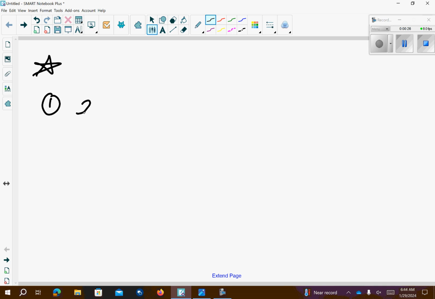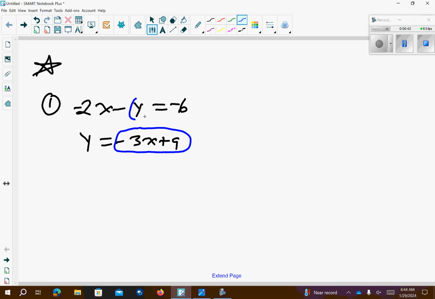Problem number 1, we have negative 2x minus y is equal to negative 6. And then the bottom one, we have y equals negative 3x plus 9. We want to solve this, and we're going to use substitution. So I'm going to take this down here. That's what y is equal to, and I'm going to plug it in there. Where you have to watch out here is there's a negative, so I'm going to put this in parentheses, and then that's negative 3x plus 9. And then that's equal to negative 6.